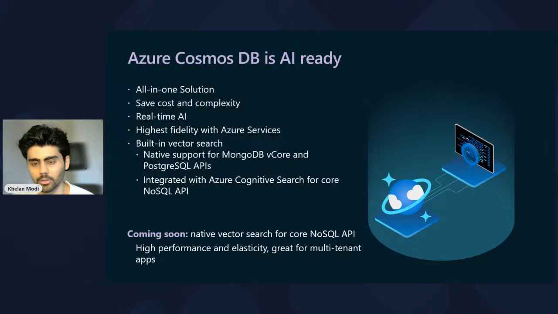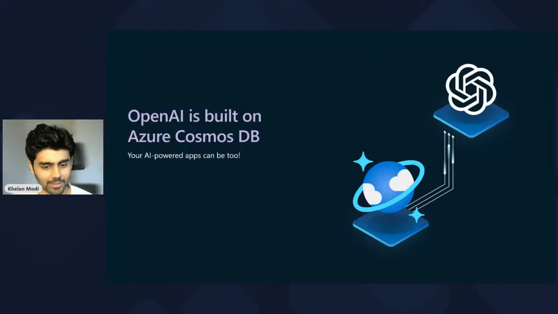So Cosmos DB from the ground up was built for intelligent applications, even before AI existed. Cosmos DB is built for semi-structured data. It's the type of data that AI applications want to reason on. And Cosmos is uniquely capable of workloads that you can't put in front of other databases.